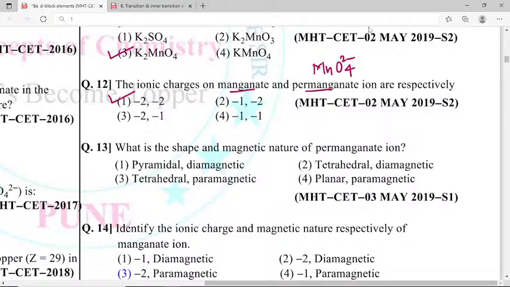So what is potassium manganate? It is K2MnO4. Here is 2 plus and here 2 minus. Get it? 2 plus here, 2 minus here. So there is a minus 2 charge on the manganate ion.